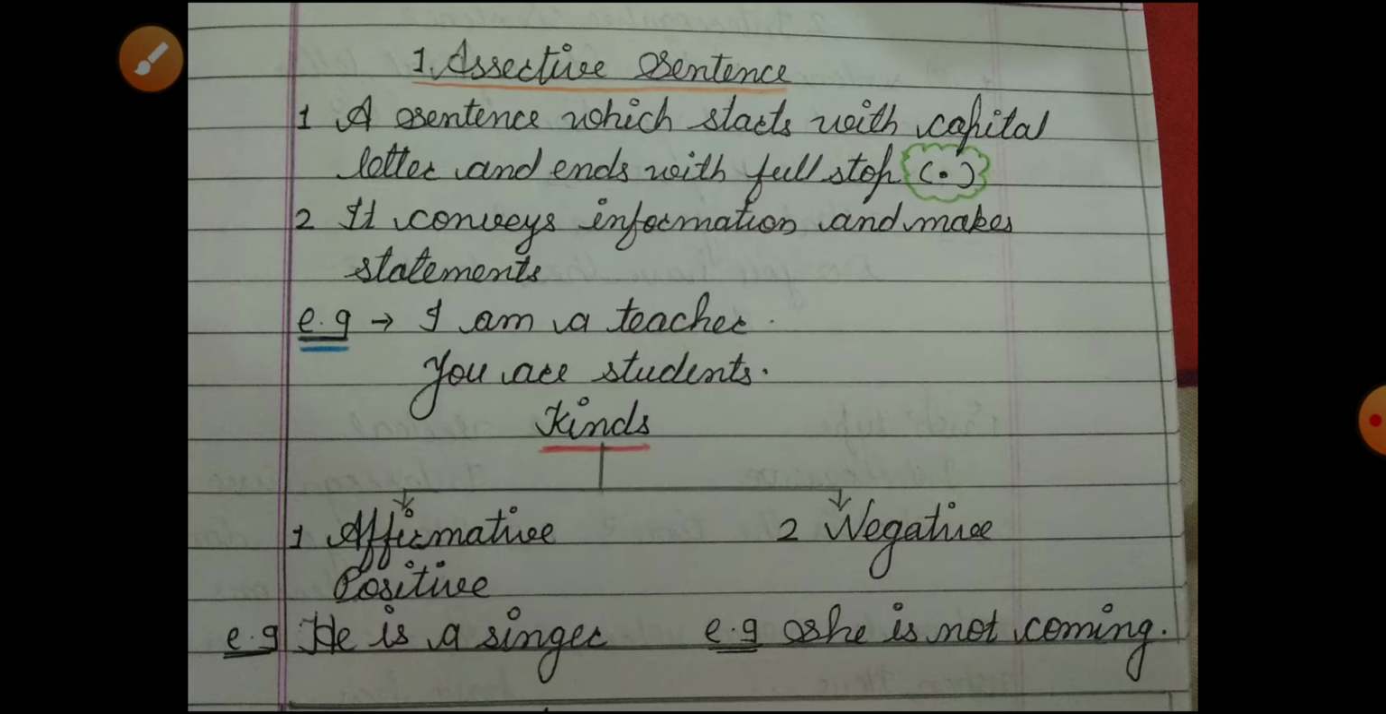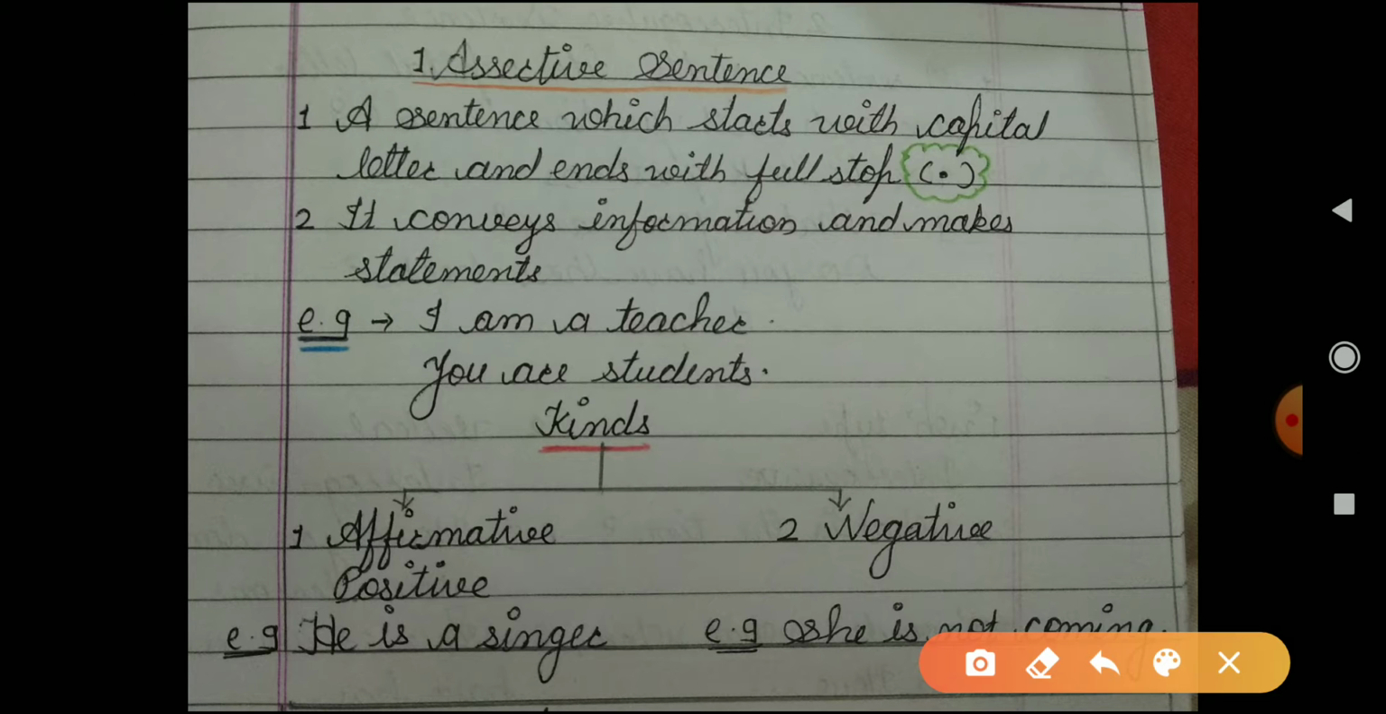An assertive sentence means a sentence which starts with a capital letter and ends with a full stop. Here I have highlighted that. An assertive sentence conveys information and makes a statement. For example, I am a teacher. You are a student. These two examples give us information about a statement.